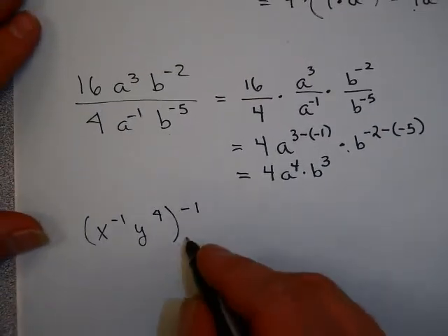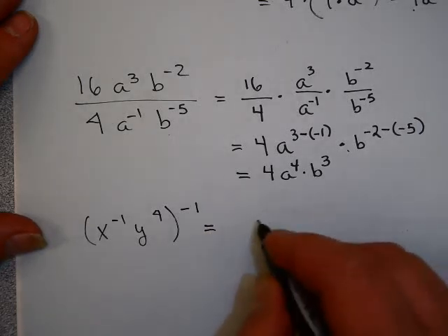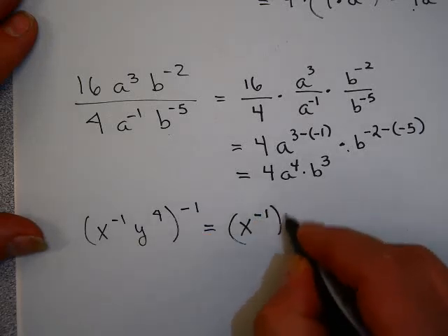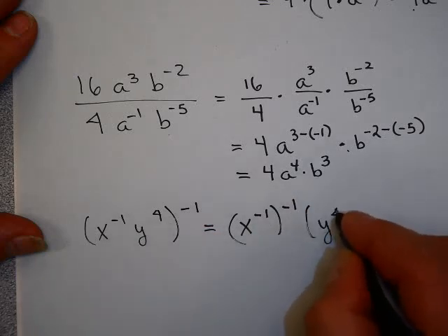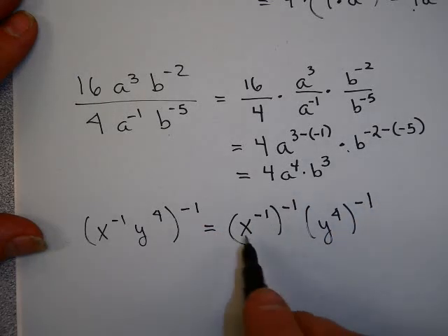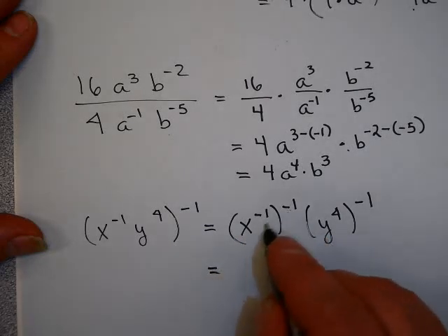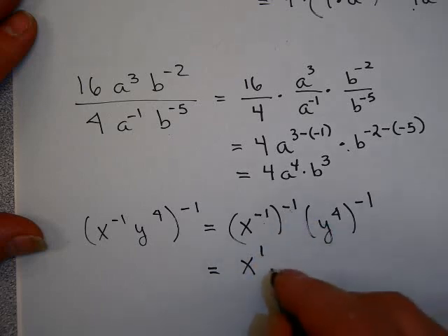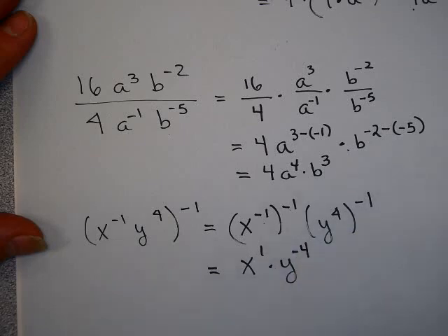As a challenge, see if you can do this problem on your own, and restart the video when you're done. Okay, I'm going to use that property of multiplication, that I can take that minus 1 and apply it to each term multiplied together here. So this is x to the minus 1 to the minus 1. If you know your rules of exponents, you multiply minus 1 times minus 1 and get 1. Y to the fourth to the minus 1 is y to the minus 4.